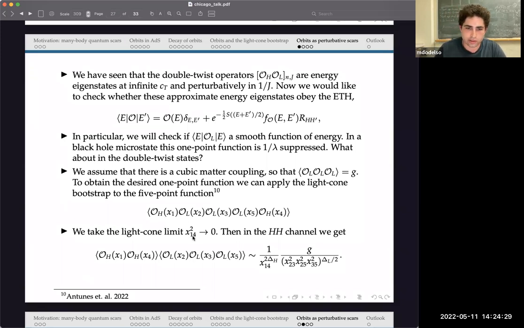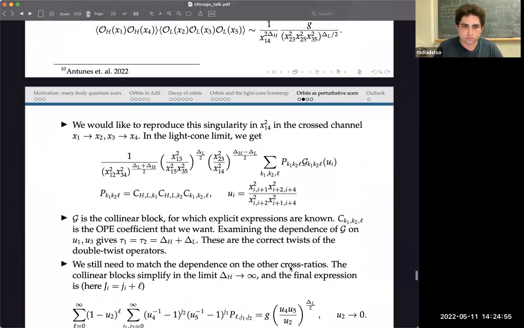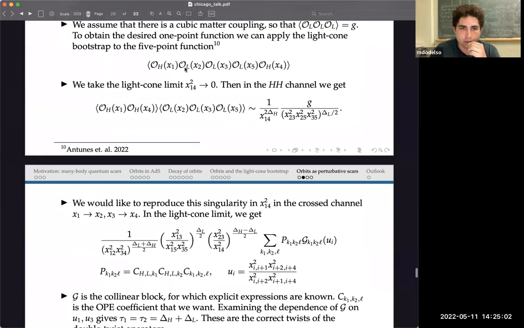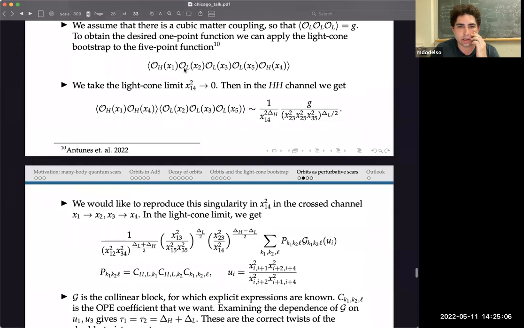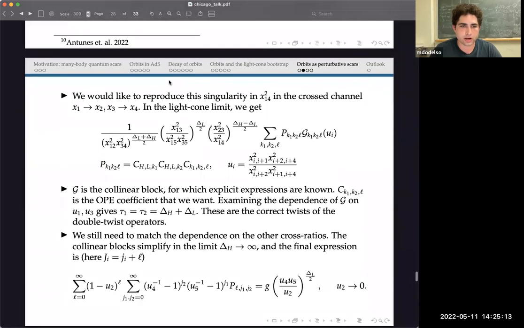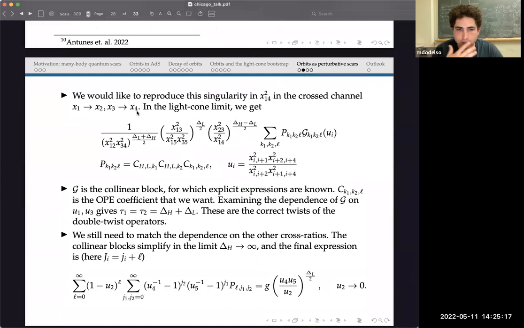So let's first take the limit x14 squared goes to 0. That means the 2 heavy operators approach each other. In this limit, there's a singularity from O heavy, and that goes like 1 over x14 to the 2 delta heavy, and then we just have the 3-point function left over. So that's the easy channel. Now we have a cross channel, where one of the heavy operators goes to one of the light operators, and the other heavy operator goes to another light operator. So x1 goes to x2, x3 goes to x4, and you can compute that double OPE limit, and you find the following expression.